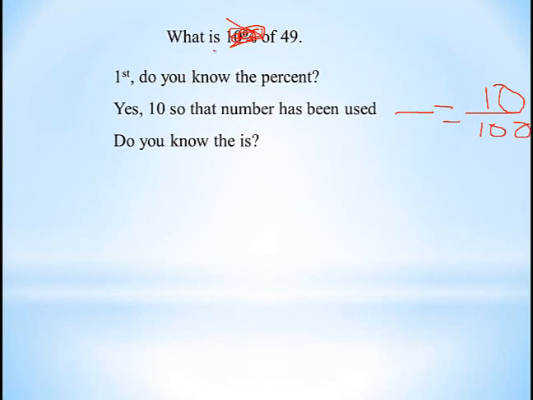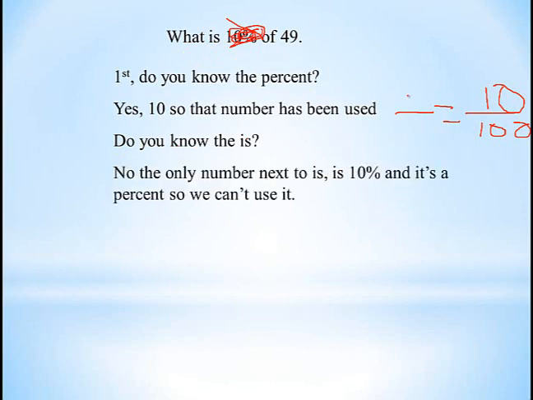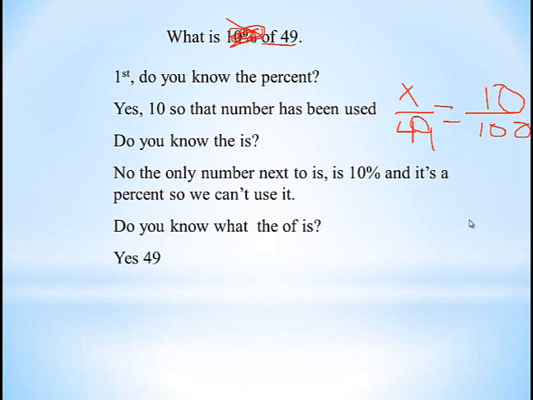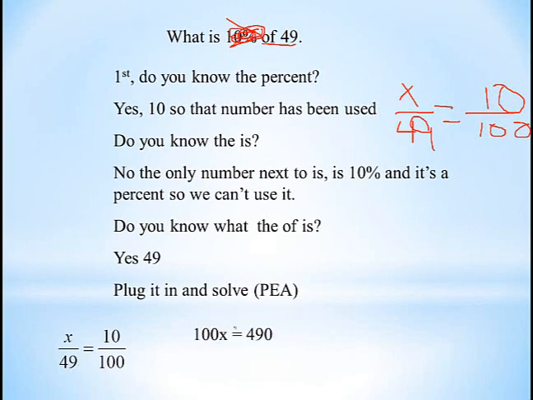So the next thing I want to know is if my is is in my problem. Is there a number next to the word is? Not right now. There was, but it was a percent, so it can't be used as the is. So that means that's what I'm looking for. Is there a number next to the word of? Yes, 49. So that means that's my of. So now I have my proportion. I need to solve it using my PEA. So that gives me 100x equals 490, which gives me x equals 4.9.